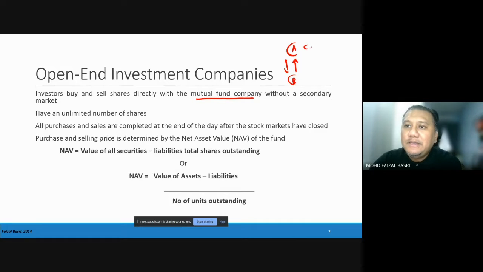So this is the company, this is the investor. The buying and selling happens only between these two parties. There is no one else, there is no secondary market. So initially B buys from A, from the company, let's say 100 lots for example. And then when B wants to liquidate, B will sell back to A. Okay, so these are open-end companies. So what are their characteristics? The number of shares is unlimited, because A controls the numbers. And the rest are the same.